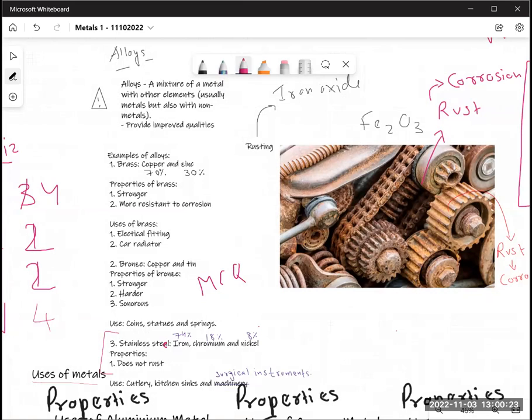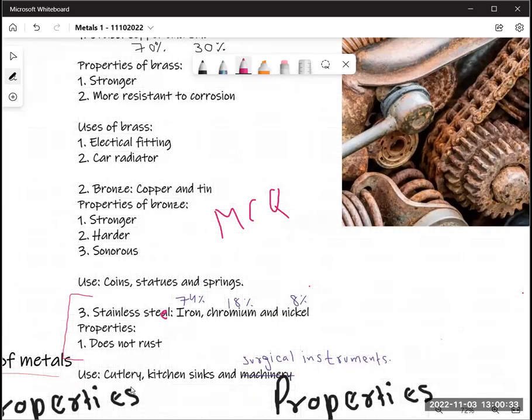Stainless steel: iron, chromium, and nickel. Properties: does not rust. And the uses are cutlery, kitchen sinks, and what is that? Surgical instruments. Sorry, I couldn't say it.